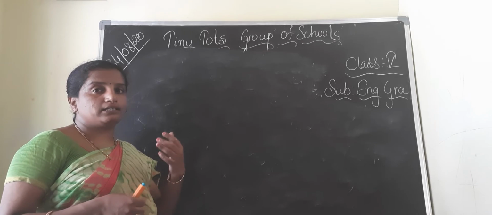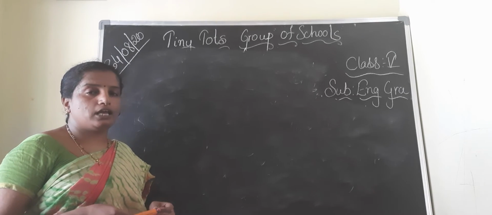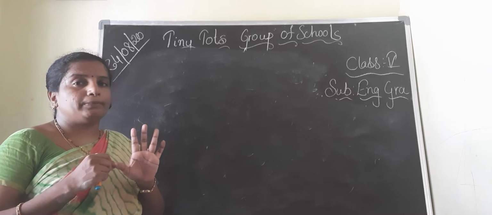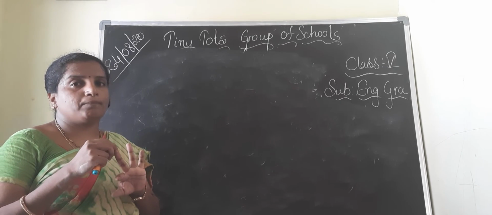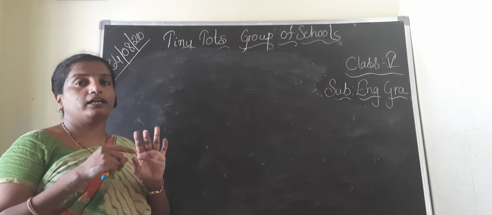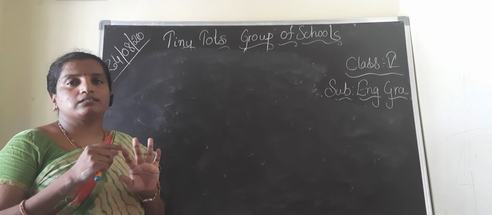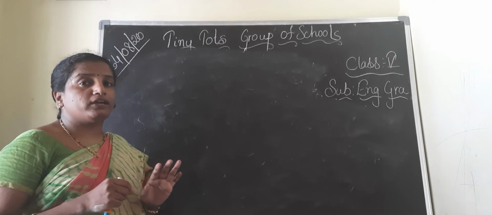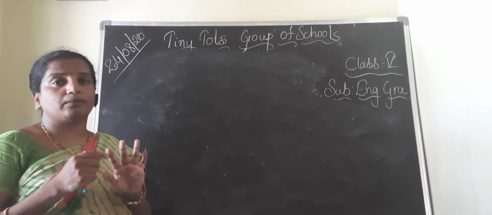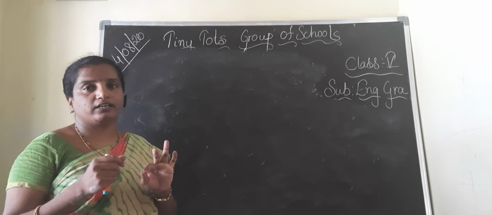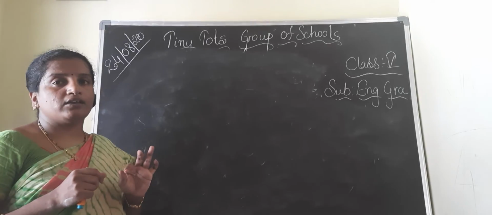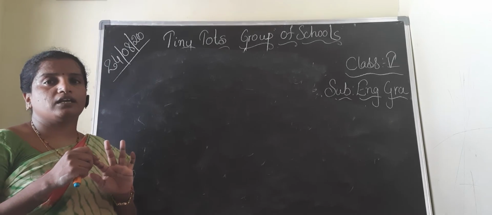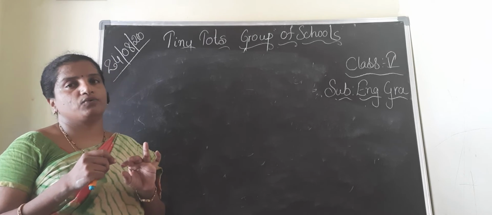Let me remind you one more time about the names of the tenses. First, the simple part: simple present, simple past, simple future. Next, coming to the continuous: present continuous, past continuous, future continuous. And coming to the perfect tenses, children: present perfect, past perfect, future perfect. Coming to the perfect continuous tenses: present perfect continuous, past perfect continuous, future perfect continuous.